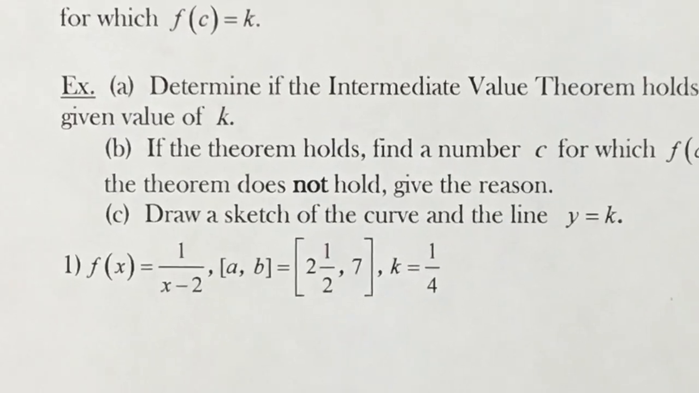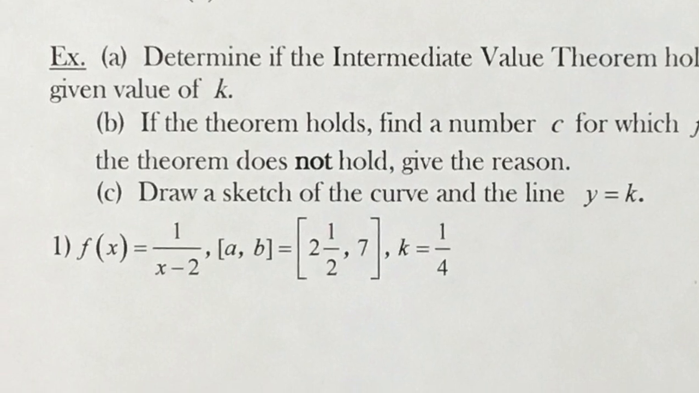So let's look at this problem. If the theorem holds, so we're going to check to see if the theorem holds, then it says find that x value. Okay, so there's a little bit extra here. Solve our problem. So we're given a rational function, right? This is rational, 1 over x minus 2. And our interval is from 2.5 to 7.